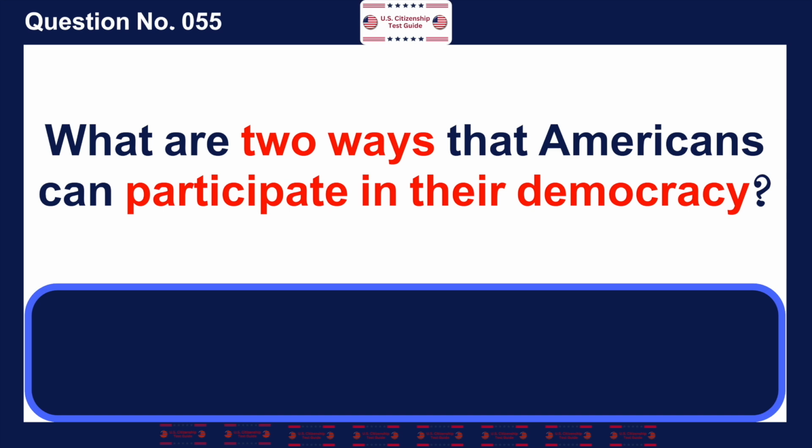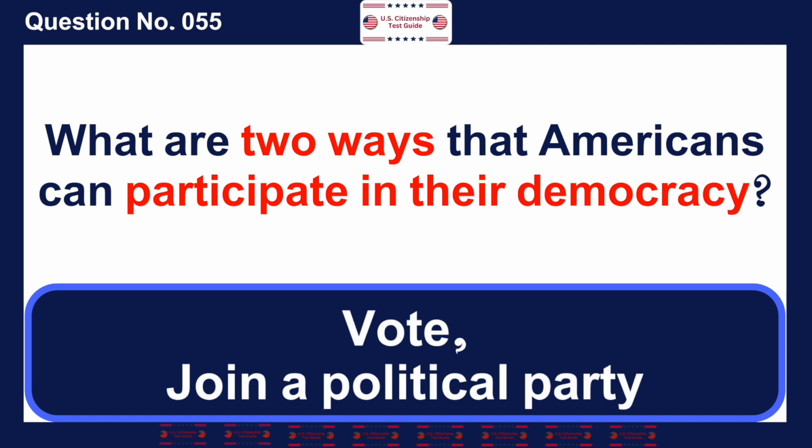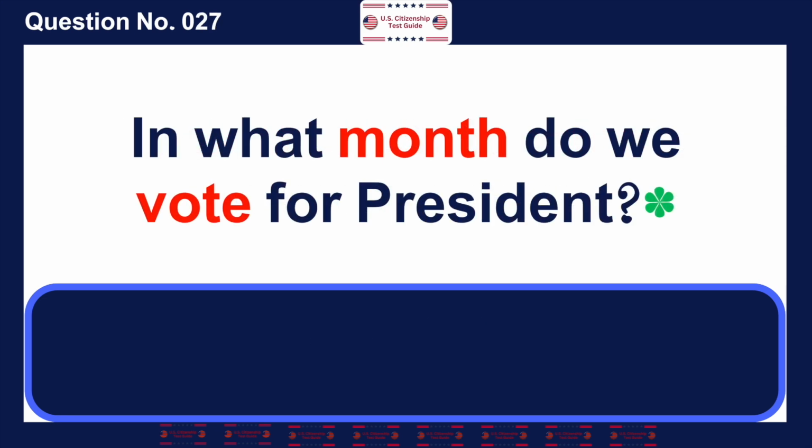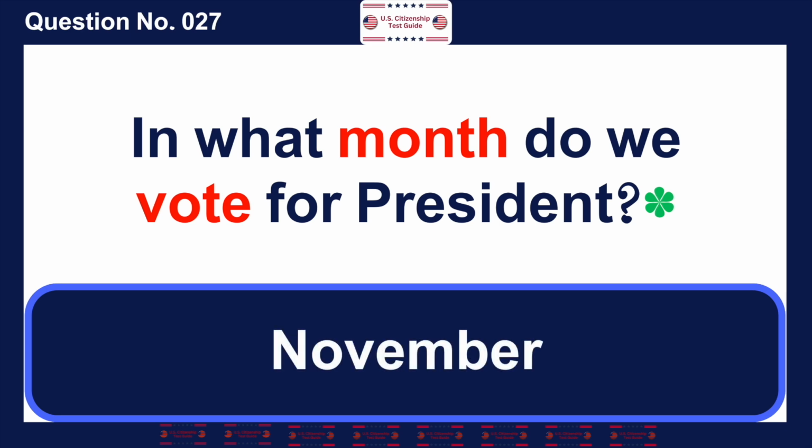What are 2 ways that Americans can participate in their democracy? Vote. Join a political party. We elect a U.S. Senator for how many years? Six. In what month do we vote for president? November.